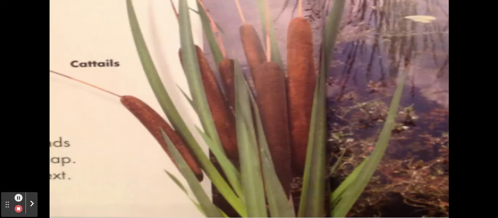And describe a cattail. As we said, nature's corn dog. Looks kind of like a corn dog. If you break it open, it looks like there's cotton inside. Very cool plant.